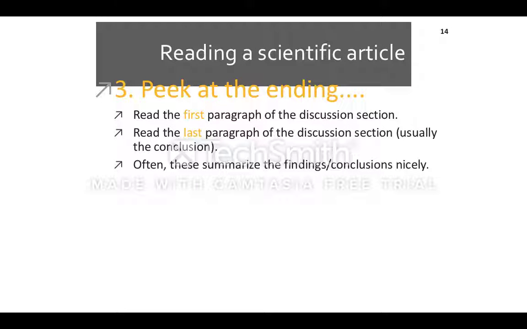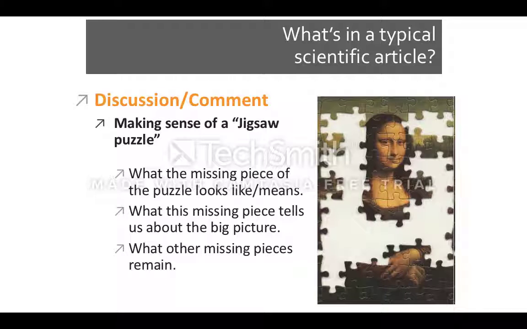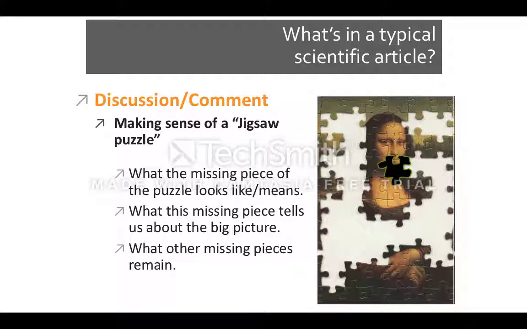After you've looked at the abstract, look at the ending. Read the first paragraph of the discussion section, where most authors will sum up the results and begin to talk about the implications. Read the last paragraph of the discussion, the concluding paragraph that talks about the implications and further research, that kind of goes back to telling you about the puzzle and how this little piece of the research, this article, fits in with the overall picture.